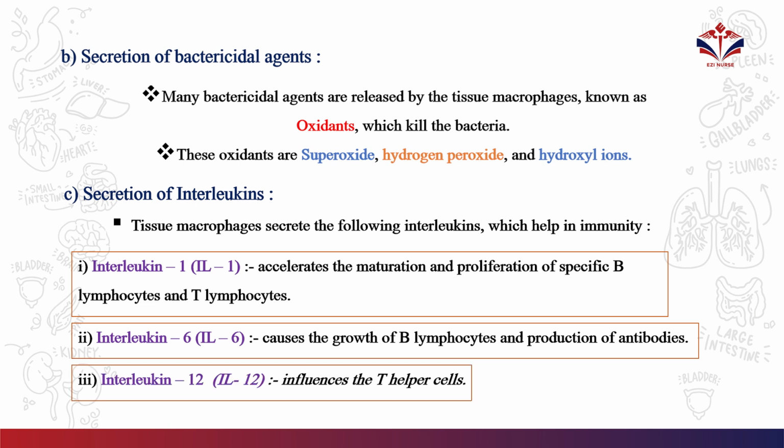And we have interleukin 12. This is going to take part in the T lymphocytes. So it is going to influence the helper T cells. One of the classifications of T cells is the helper T cells. So we know the role of helper T cells. So this is going to influence those helper T cells, and they will play their respective role.